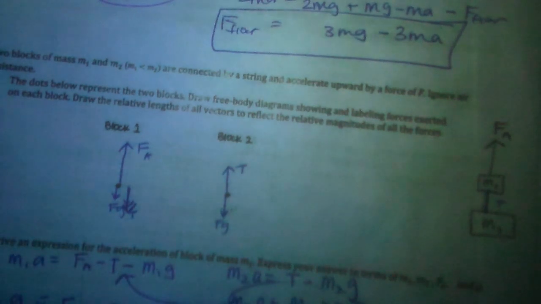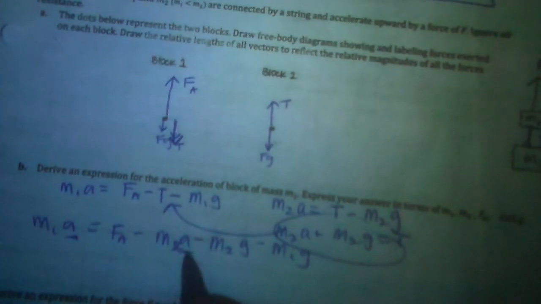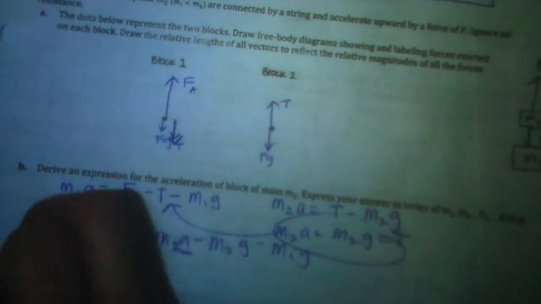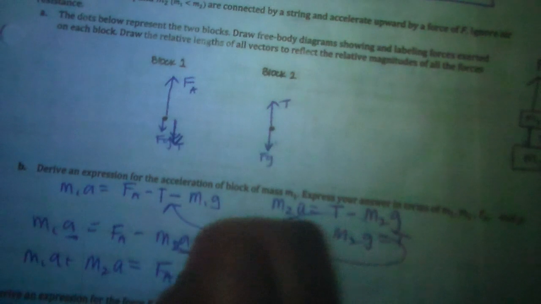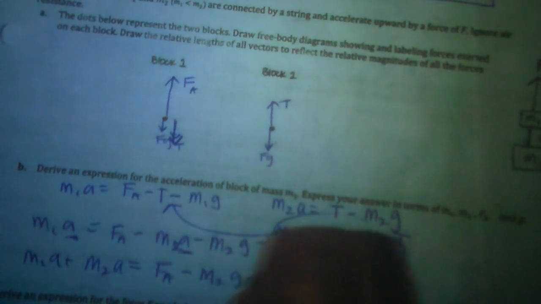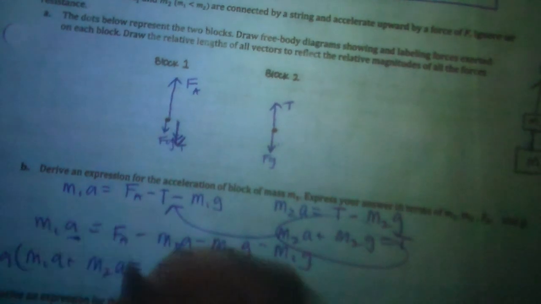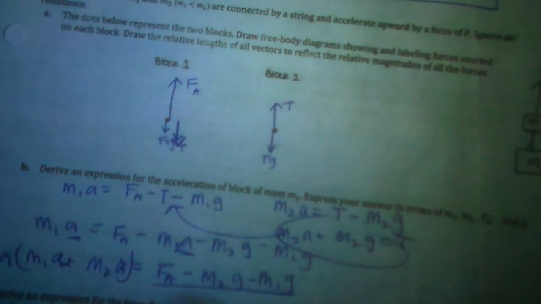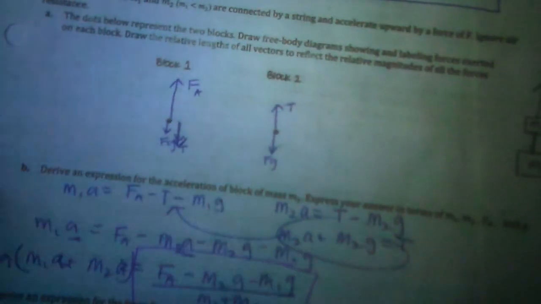Minus M1G equals M1A. We're trying to solve for the acceleration, so I have acceleration right here, but I also have it right here, so I need to get all my terms with acceleration over. Now I'm going to pull out the A. If you pull out the A, you're left with M1 plus M2. And this is your answer.